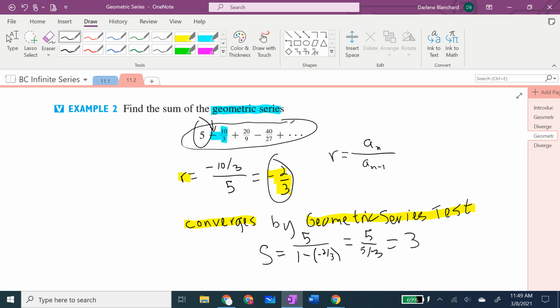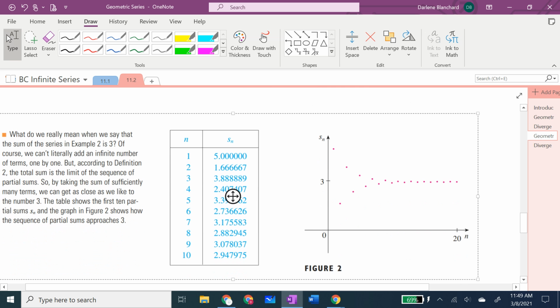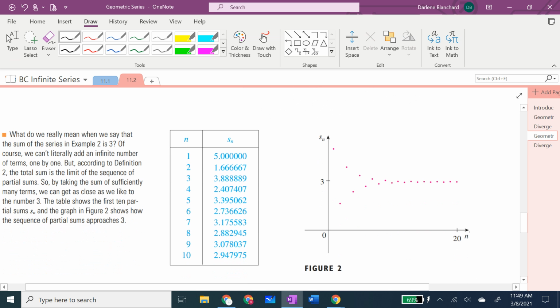Now, the book provided a really nice picture, a graph picture of this geometric series that I want to share with you. And I want to clarify that on the x-axis you have n. However, we only have dots because this is not a continuous function. This is a discrete function where, when n is equal to 1, all we have is the sum of the first term, which is 5. Then when n is equal to 2, it's the sum of the first term and the second term.